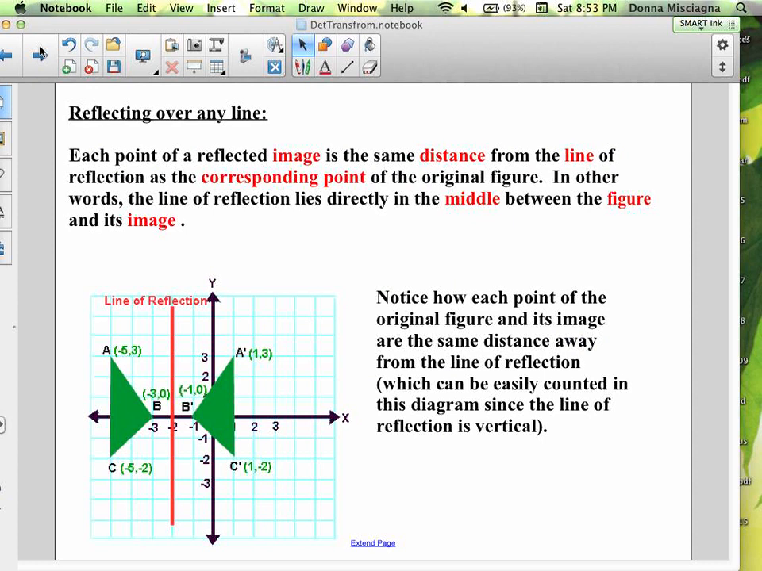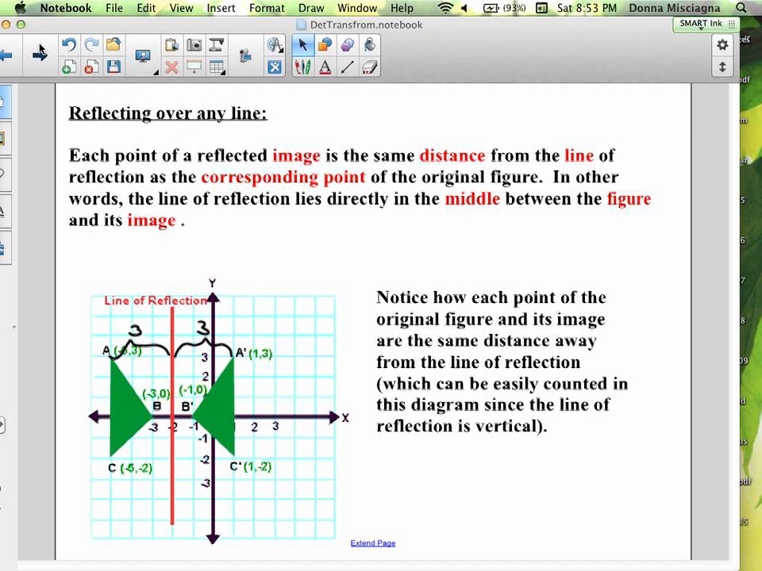In other words, the line of reflection lies directly in the middle between the figure and its image. Good information there. All right, so notice that, for instance, A here is 3 away from the line of reflection. A prime has to also be 3 away from the line of reflection. It has to be that same distance. Right? So I'll show you 2 ways. Counting is very helpful. That's method number 1.